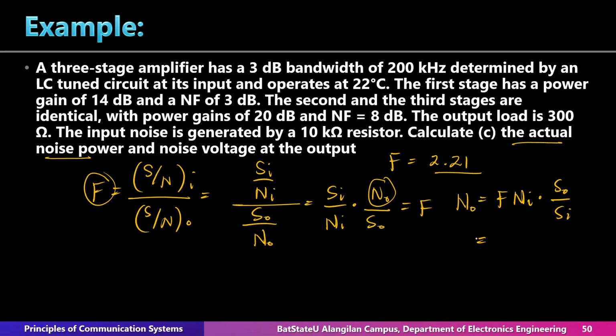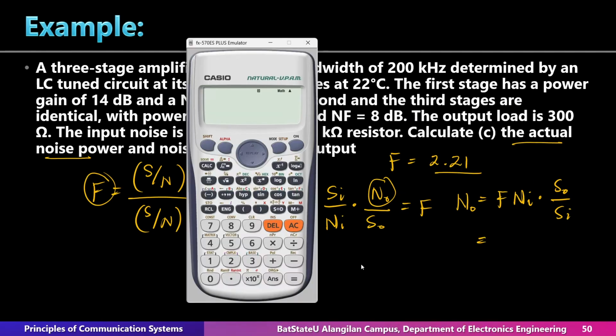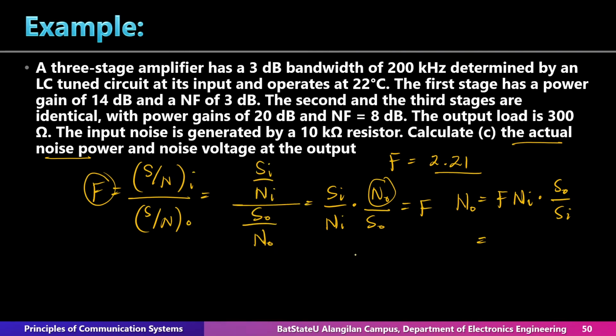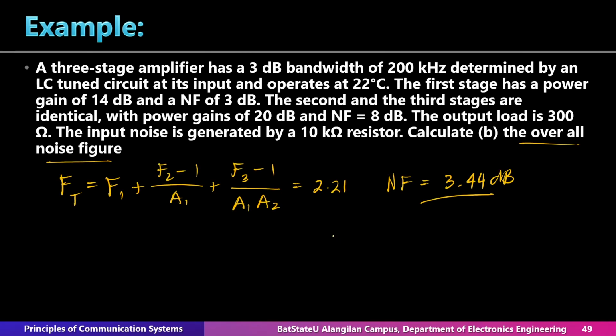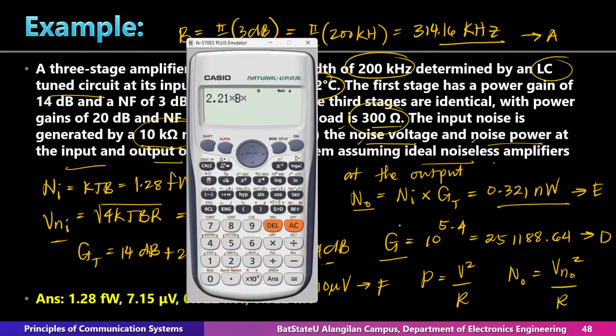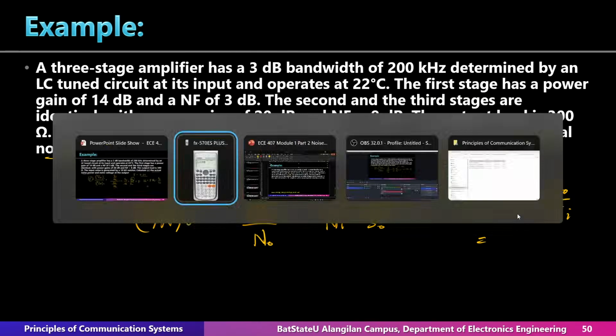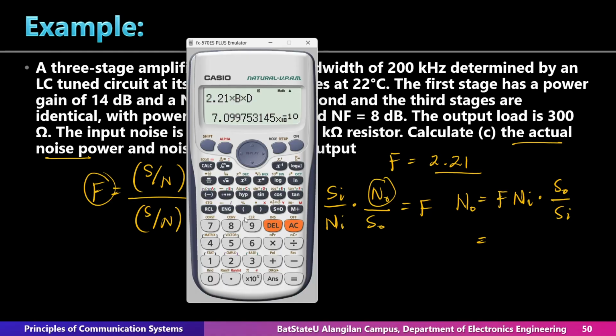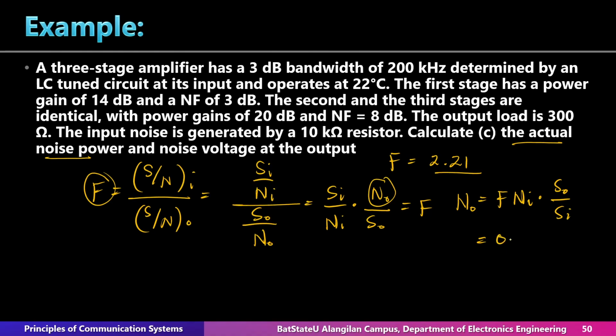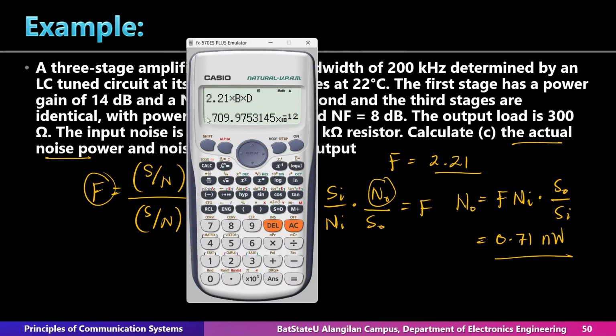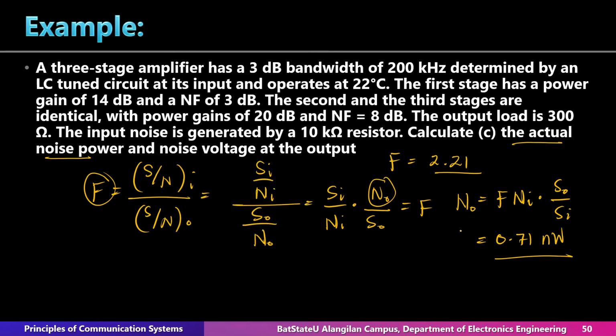Okay. Nakastore ba lahat yan sa ating calculator? Yung F natin, ang overall noise figure is 2.21 times ang noise power at the input, saan po nakalagay? Sa B, times signal sa output over signal sa input. O, di ba yung output over input, yun yung gain na nakastore sa D? Yes. Okay, so we have 0.71 nanowatts. Okay, so 0.71 approximately nanowatts ang noise power at the output.